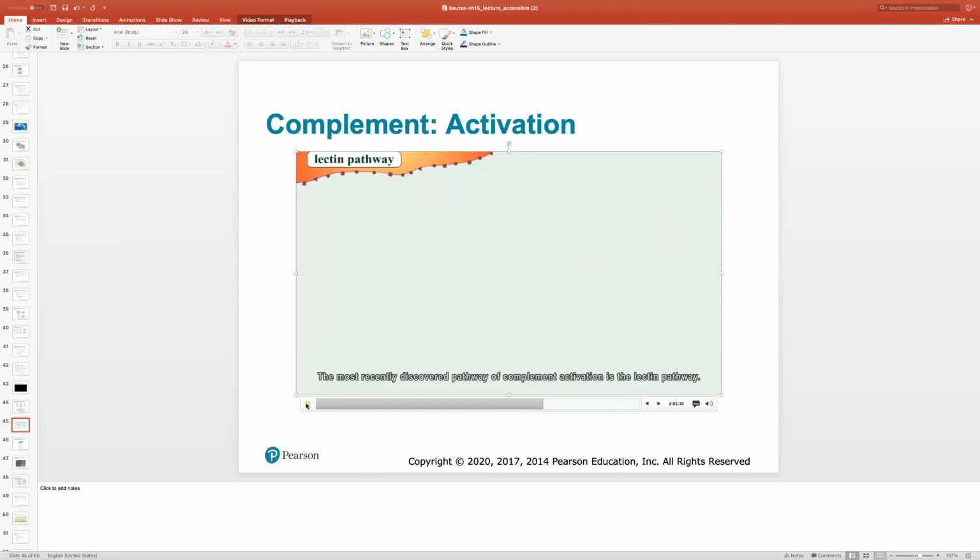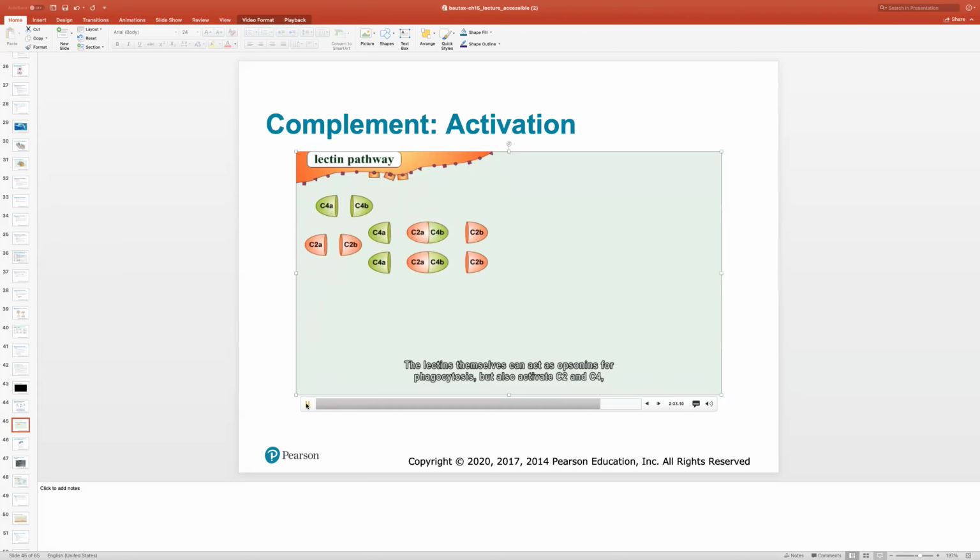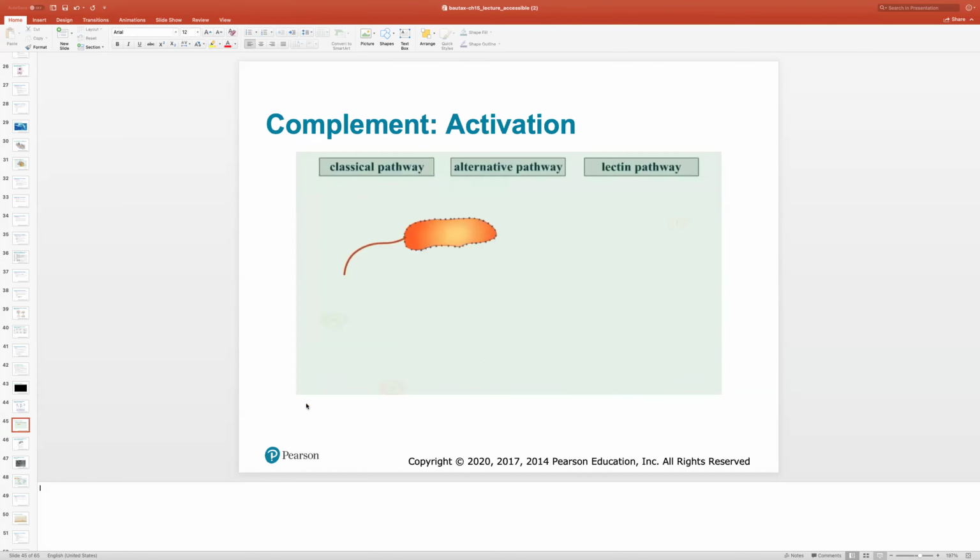The most recently discovered pathway of complement activation is the lectin pathway. When macrophages ingest material through phagocytosis, they release chemicals that stimulate the production of carbohydrate binding proteins called lectins. The lectins bind to distinctive patterns of carbohydrates on the surfaces of certain bacteria and viruses. The lectins themselves can act as opsonins for phagocytosis, but also activate C2 and C4, which leads to the activation of C3, leading to the activation of the rest of the pathway.